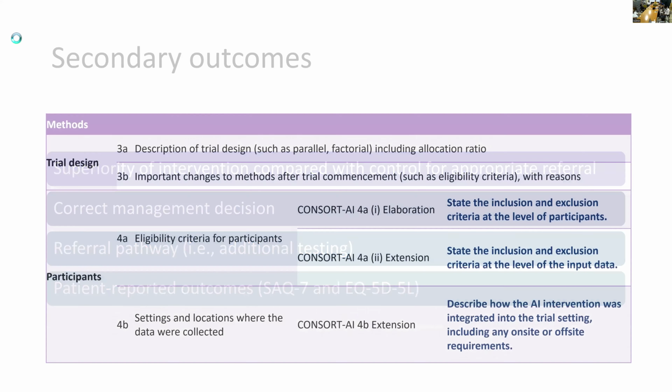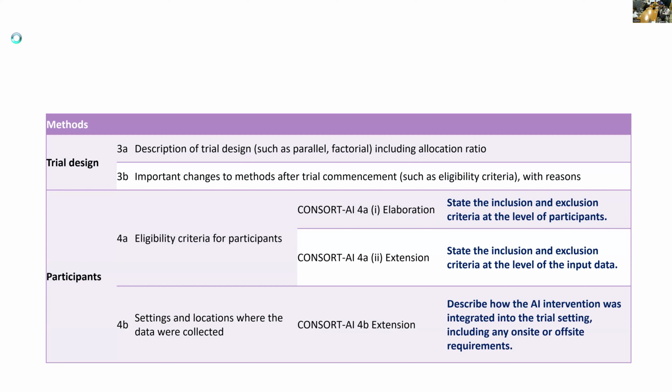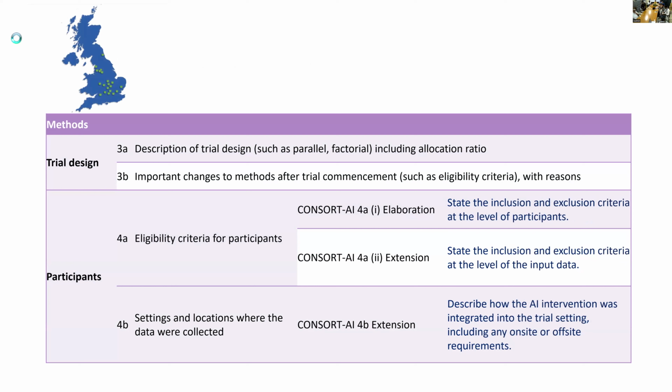These are secondary outcomes. The next part of the CONSORT checklist talks about the trial design and the participant eligibility, inclusion and exclusion. So the trial design was a multi-center trial in the UK, and they took several sites, which were all NHS centers.